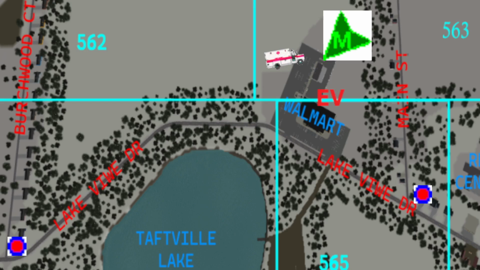The EV identifies event, meaning the event location, which is Walmart. The M identifies the exact pinpointed location of the call, in this case being the auto center. We identify the postal or the numerical of the location to be 563. We also identify the address of the call to be Lakeview Drive at Walmart.